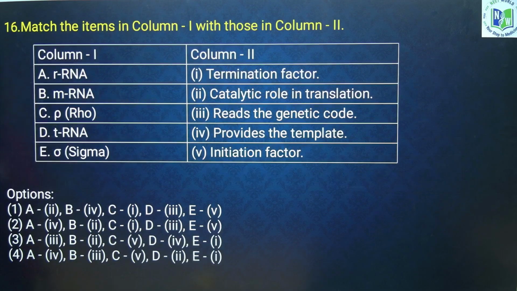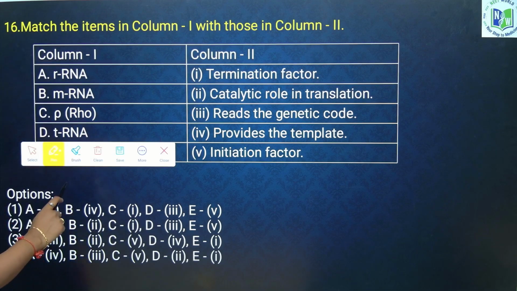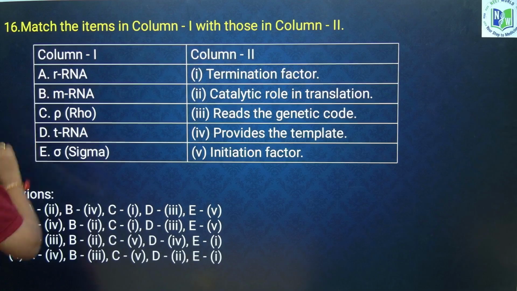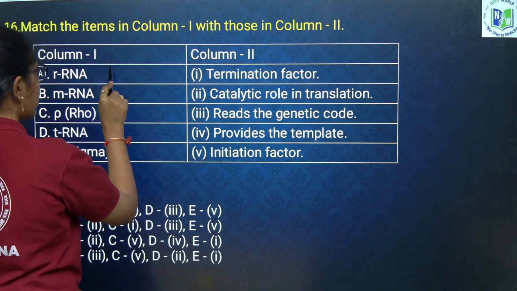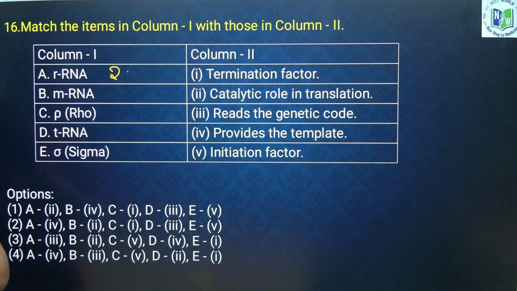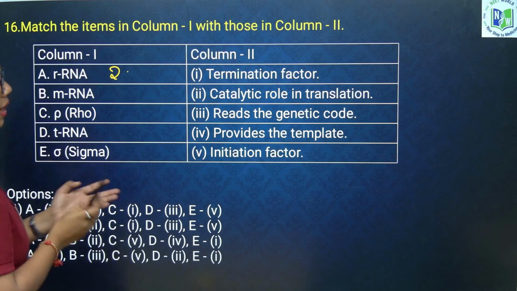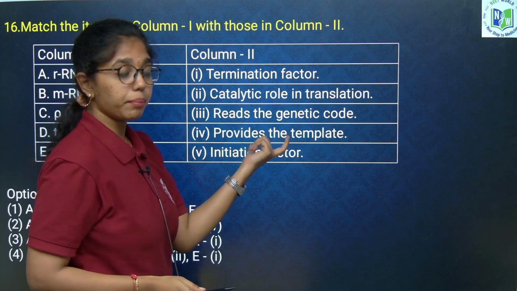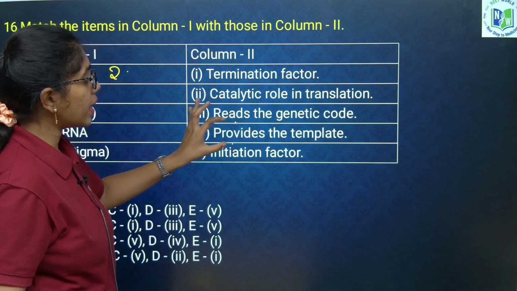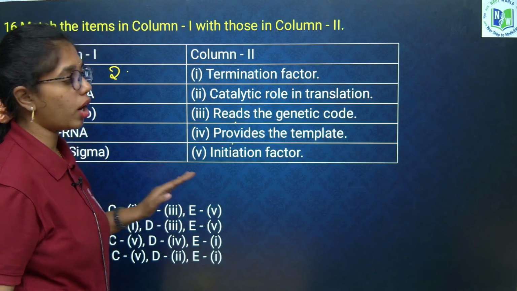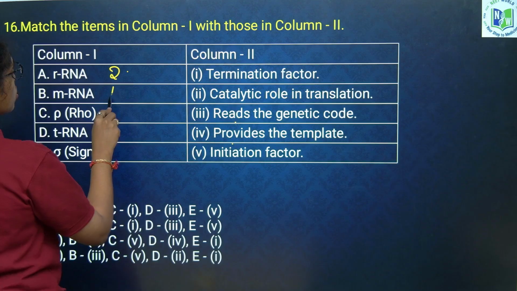Next question. rRNA is doing the catalytic role during translation. mRNA, as we have studied, provides the template. We have observed in the previous question that mRNA will provide the template codon during translation. So this is 4.